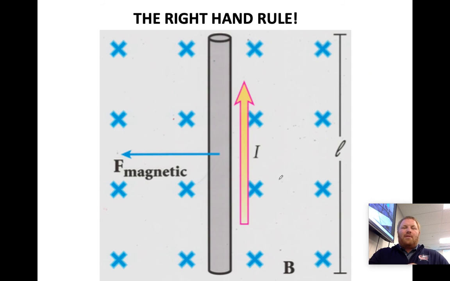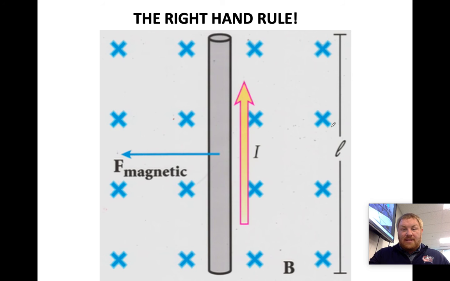All right. Let's see. Can you put your hand in this? How would your hand look? See if you can do it right now. First of all, remember, what's I? I is the current. Okay, I is the current. So my thumb is going to be up.